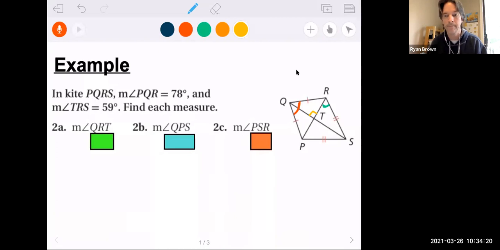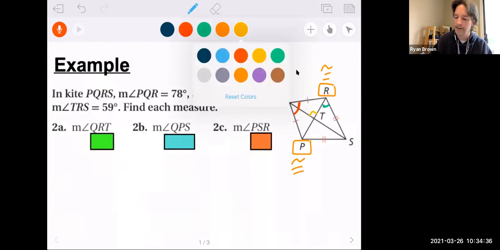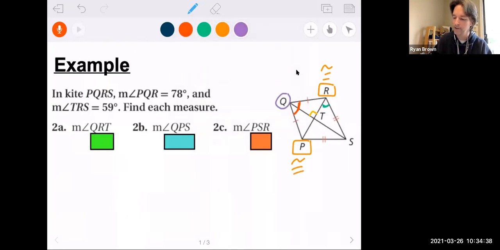That'll help us. Can you see which angles are congruent and which ones are bisected? Can you see? I think R and P are the congruent ones, and therefore I'd say that Q and S are the ones being bisected. Okay, so let's use that knowledge.